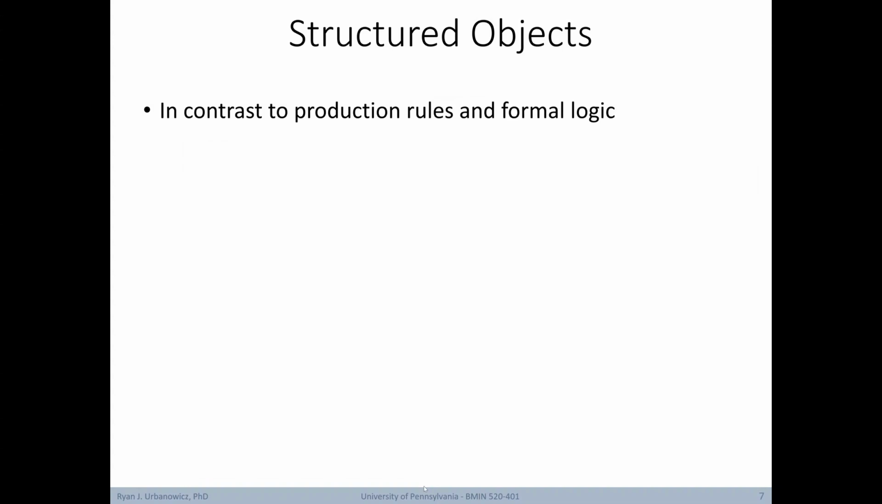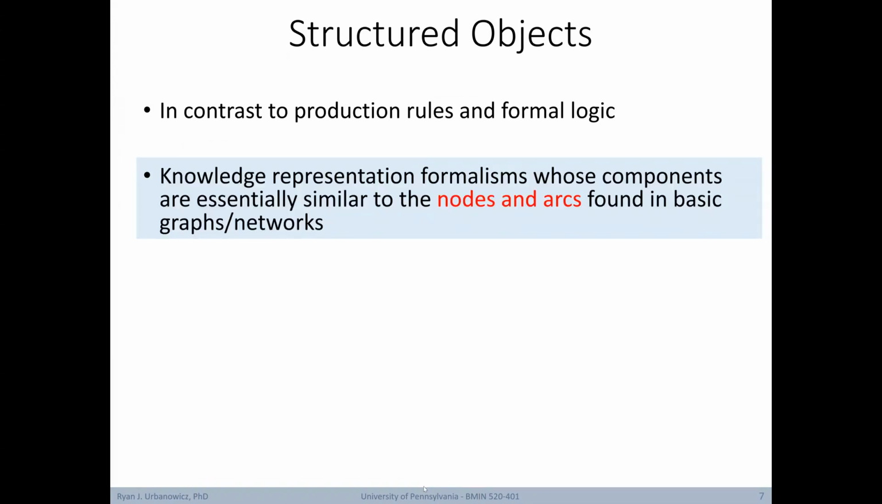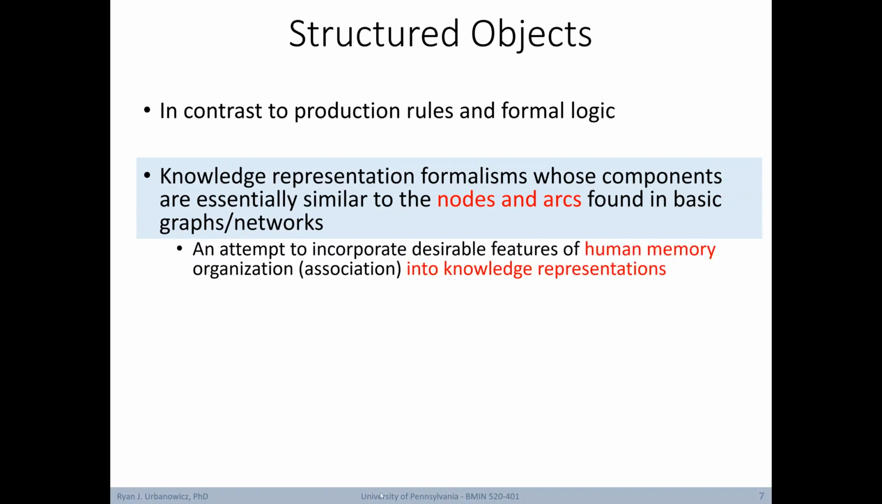This term is in contrast with production rules and formal logic. Structured objects refers to a knowledge representation formalism whose components are essentially similar to the nodes and arcs found in basic graphs and networks. Basically, this is an attempt to incorporate the desirable features of human memory organization into a knowledge representation.